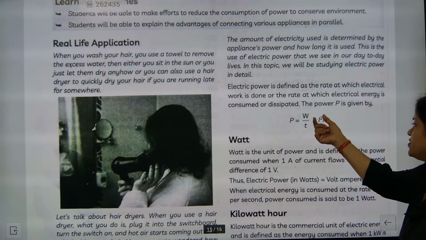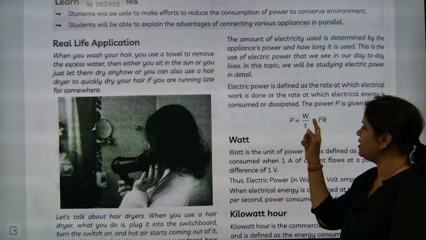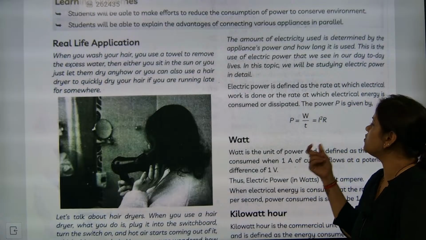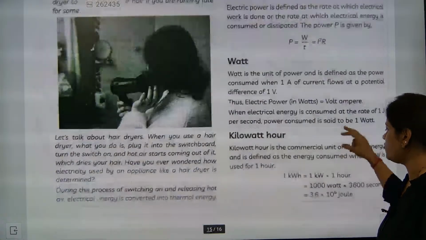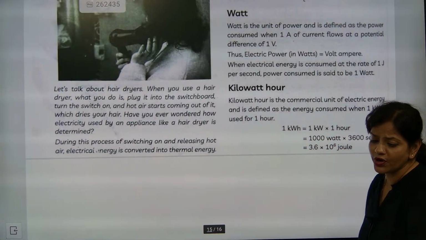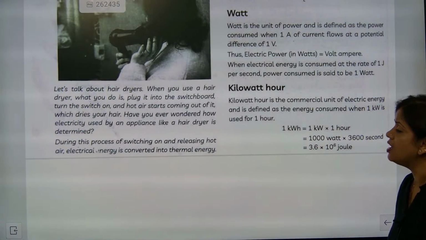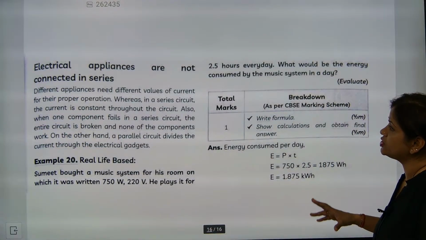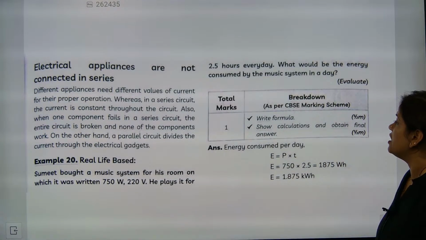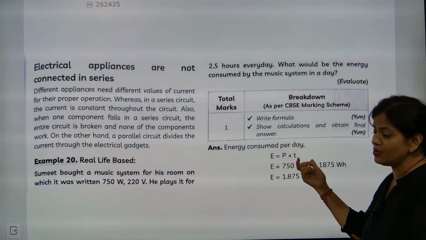We know that P is equal to power is equal to W by t, so that P is equal to I square R. Then watt definition, kilowatt hour: 1 kilowatt hour is equal to 3.6 into 10 to the power 6 joule. In classes directly we have read all about this point. Now electrical appliances related question, E is equal to P into T.